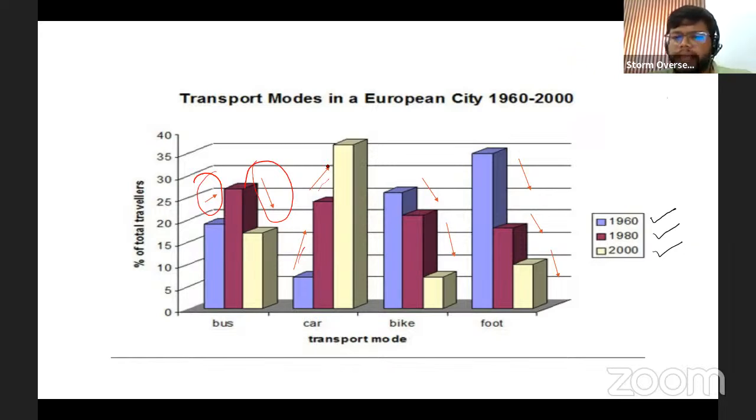Okay, and the opposite can be seen in case of the bike. The users of bikes are decreasing. And the same is happening with foot, the persons who are using their foot to travel. So this can be done to identify your main features. Okay, now it's time to write.